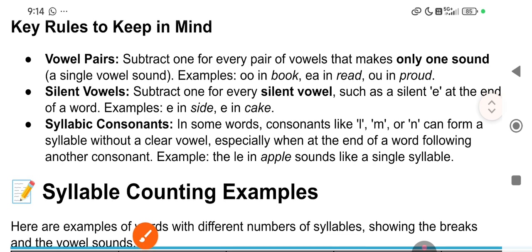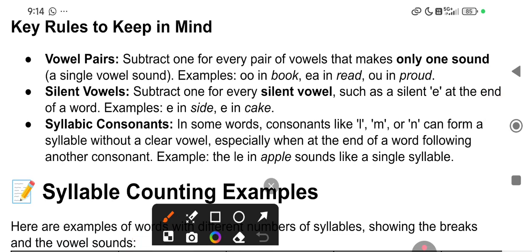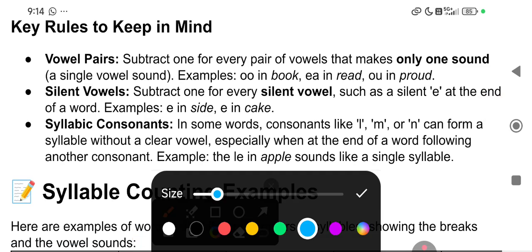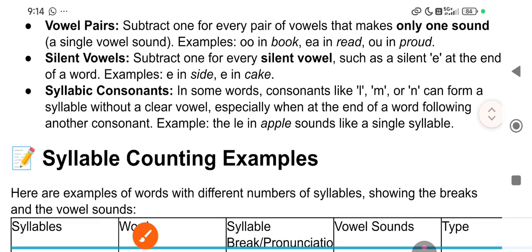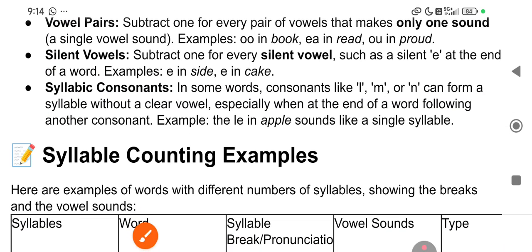Now, key rules to keep in mind. What are the key rules? Key rules are, first, vowel pairs, silent vowels, and syllabic consonants. These are very important rules we have to remember when we count the syllables, right?